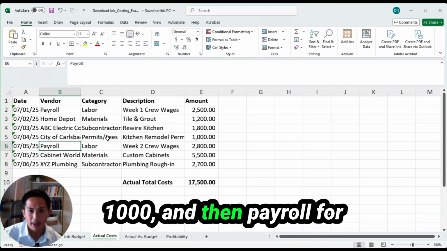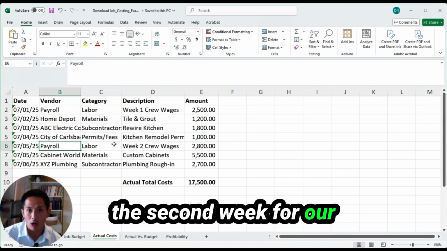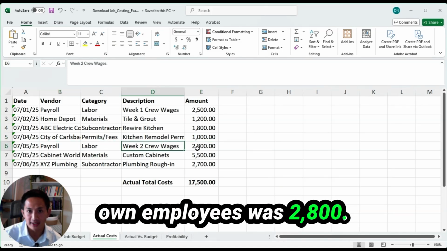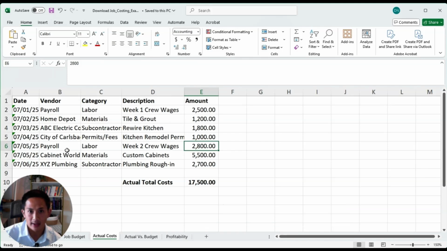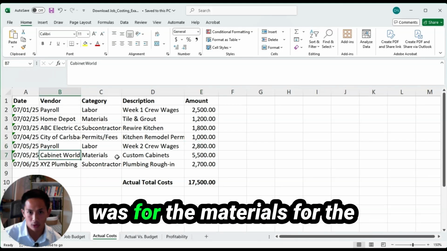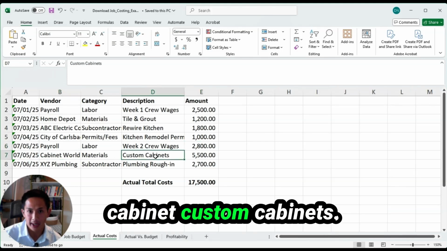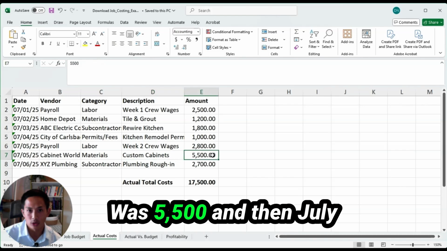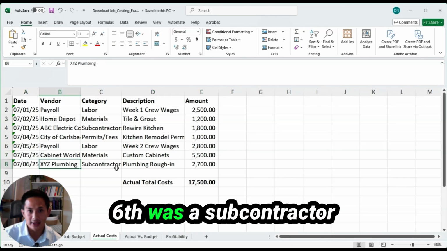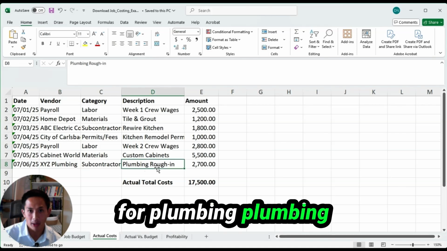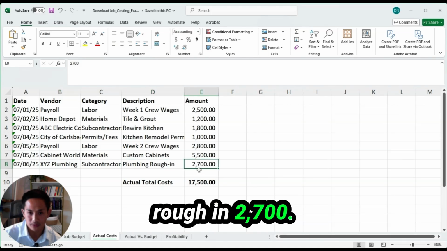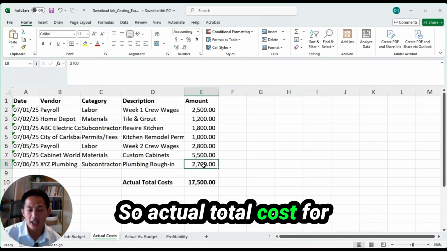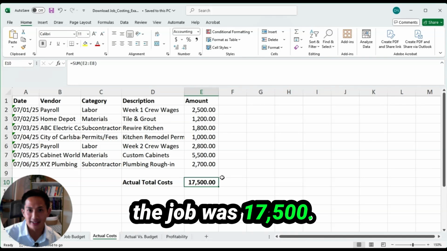And then payroll for the second week for our own employees was $2,800. And Cabinet World was for the materials for the cabinets, custom cabinets, $5,500. And then July 6th was a subcontractor for plumbing rough-in, $2,700. So the actual total cost for the job was $17,500.